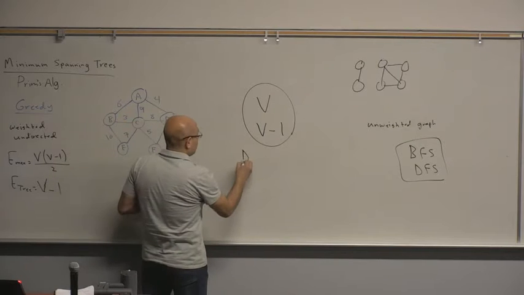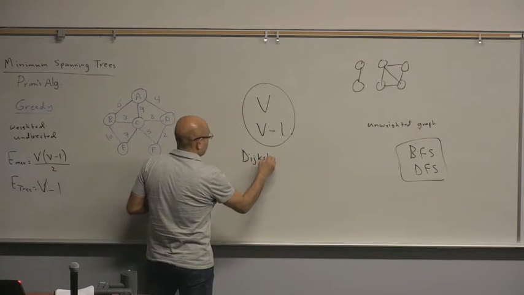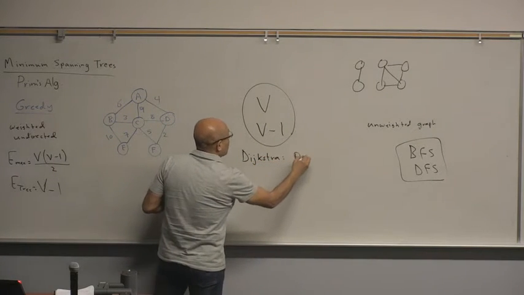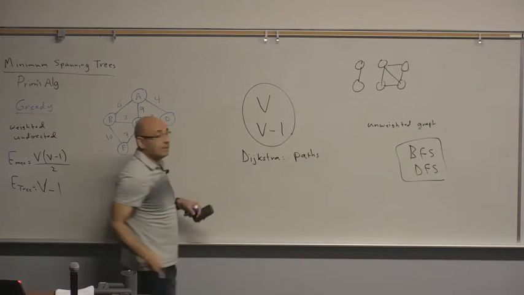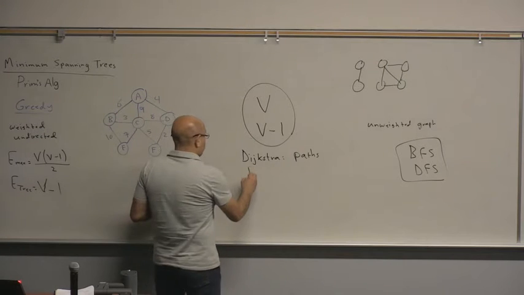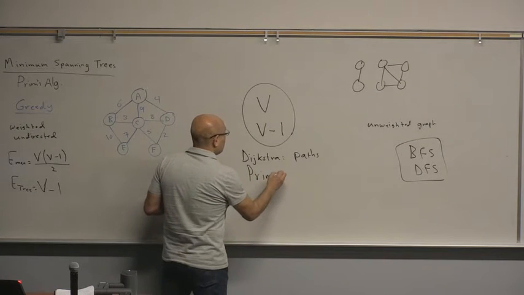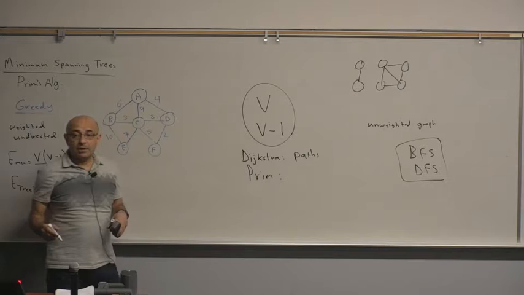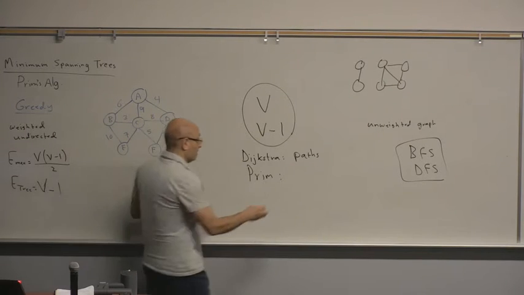So in Dijkstra, we talk about paths. We have the notion of a path. In Prim's algorithm, we don't have the notion of a path. We have the notion of a link.